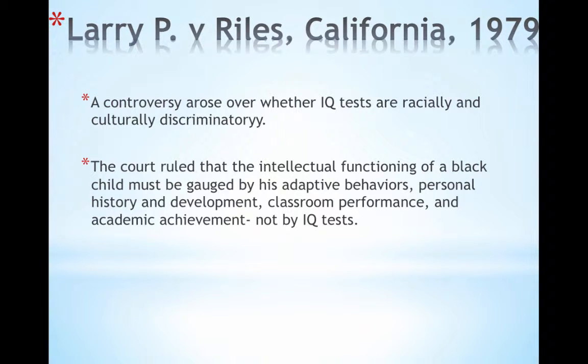The Larry P. versus Riles case was a controversy over whether IQ tests are racially and culturally discriminatory. The court ruled that the intellectual functioning of a black child must be gauged by his adaptive behaviors, personal history and development, classroom performance, and academic achievement, not by IQ tests.